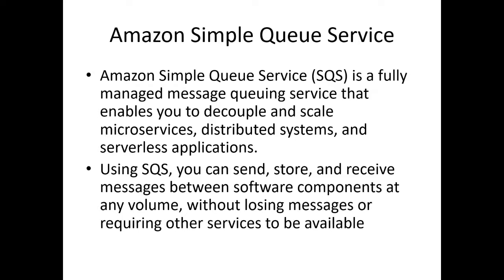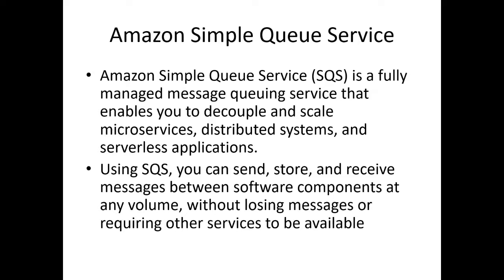SQS offers two types of message queue. One is the standard queue, which offers maximum throughput, best-effort ordering, and at-least-once delivery. The SQS first in first out queue is designed to guarantee that messages are processed exactly the way you want. Benefits are: eliminates administrative overhead, reliable delivery of messages, scales elastically and is cost effective, and keeps sensitive data secure.